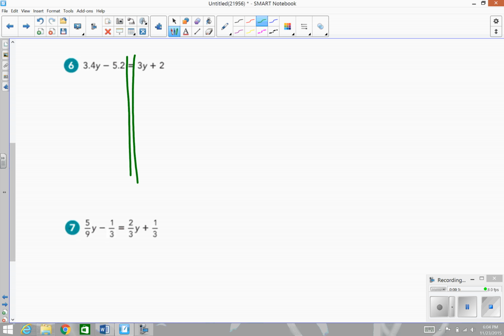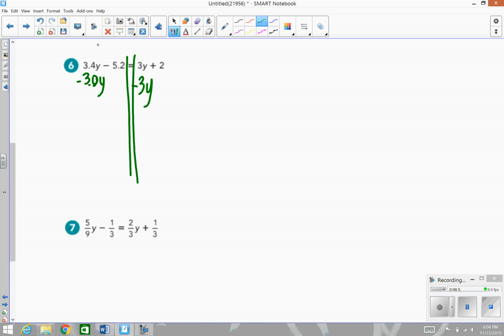Okay, for this one, a little bit more straightforward. We have 3.4y and a 3y. Just barely 3 is smaller. Okay, so instead of having that positive 3y, we're going to subtract. And you're going to want to line up your decimal points. Okay, 4 minus 0 is 4, bringing the decimal down. 3 minus 3 is 0. So 0.4y minus 5.2 equals 2. And you should be good to go.